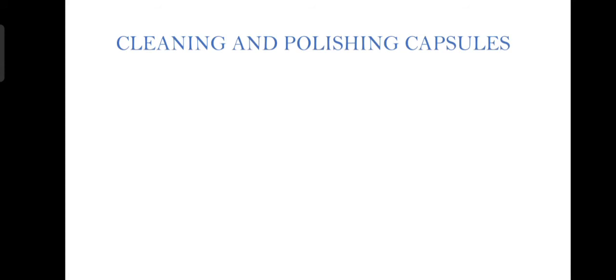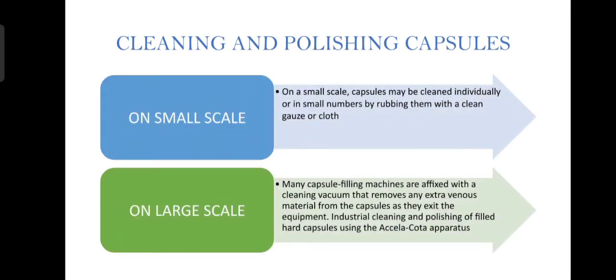Cleaning and polishing of capsules. On a small scale, capsules may be cleaned individually or in small numbers by rubbing them with a clean gauze or cloth. On a large scale, many capsule filling machines are fitted with a cleaning vacuum that removes any extraneous material from capsules as they exit the equipment. Industrial cleaning and polishing of filled hard capsules uses the Elanco apparatus.